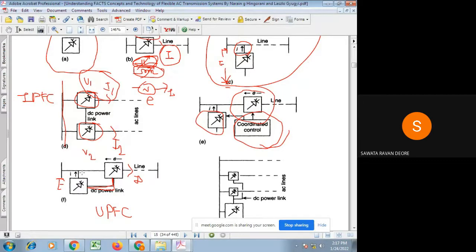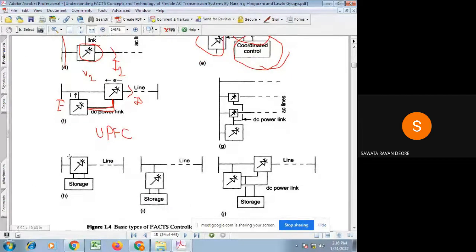So according to your operational need for the FACTS controllers provided in your system, you can operate them either in a coordinated manner or in a unified manner. If it is operated in a unified manner, then it is called a Unified Power Flow Controller, that is UPFC.